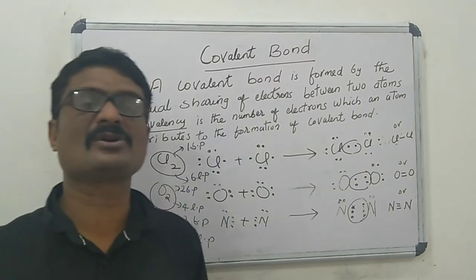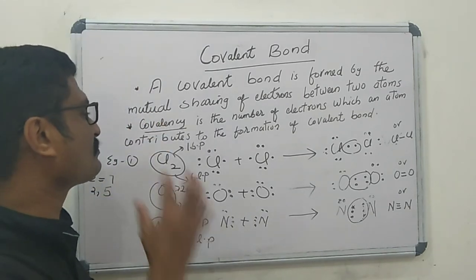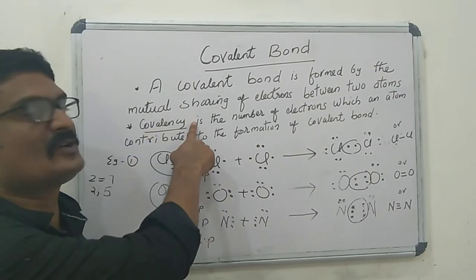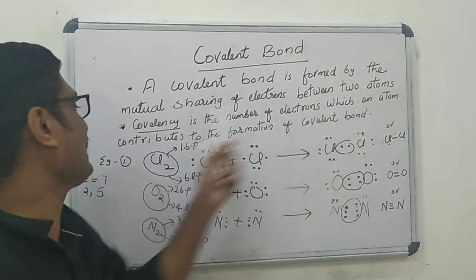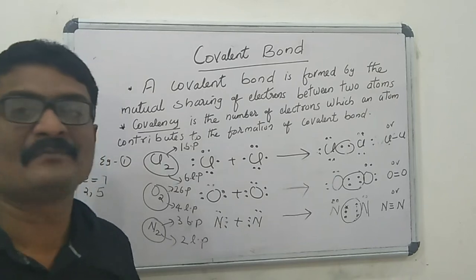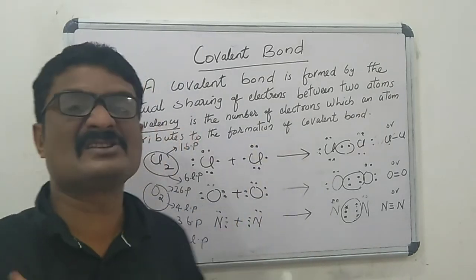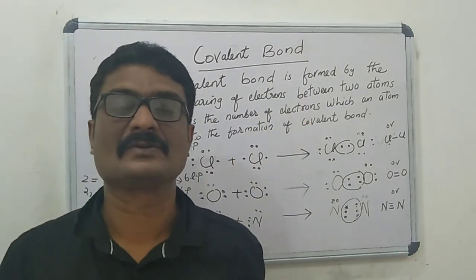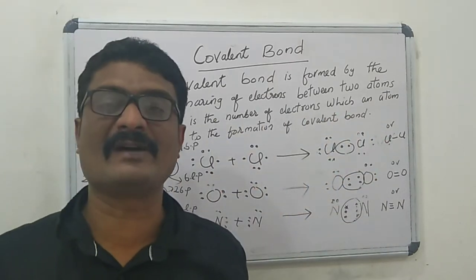Then the next important term related to covalent bond is covalency. What is meant by covalency? Please listen. Covalency is the number of electrons which an atom contributes to the formation of covalent bonds.